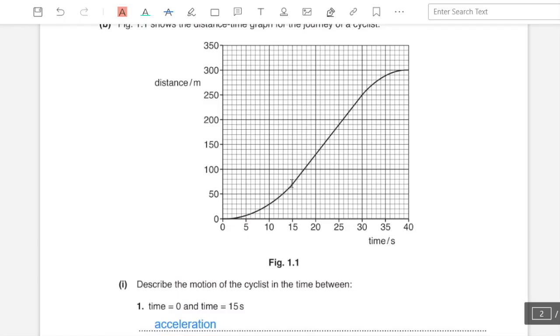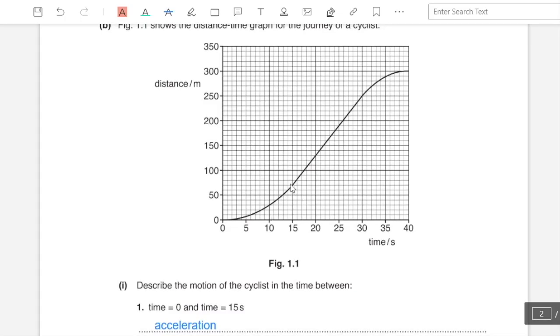To the maximum speed. So up to 15 seconds, the cyclist is accelerating, which means each second his speed is increasing. So it is not going to be over here since each second is less than the next second. So 15 is the point where he stops accelerating, which means the highest speed is over here, and then he continues for the same speed up till 30 seconds.